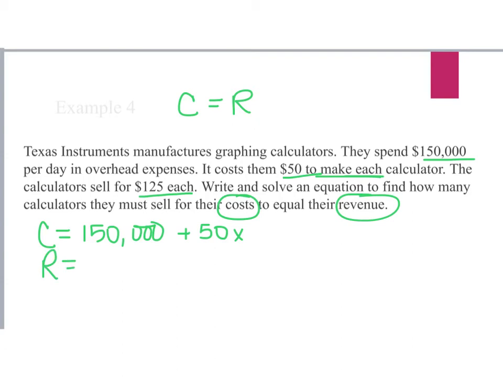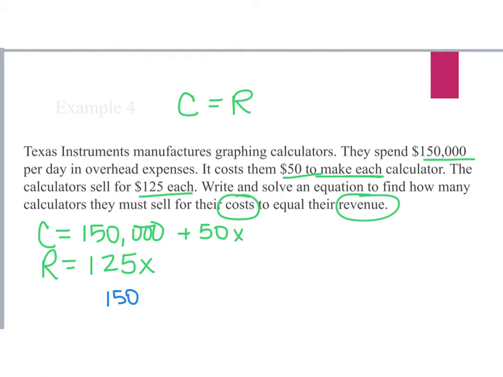So when they sell something, that's the money that they're bringing in, or their revenue. So they are selling them for $125 a piece. And again, we're going to multiply this by x because I need to take that 125 and multiply it by the number of calculators that they're selling. So now I need to find out when my cost equals my revenue. So I'm going to set my two equations equal to one another.